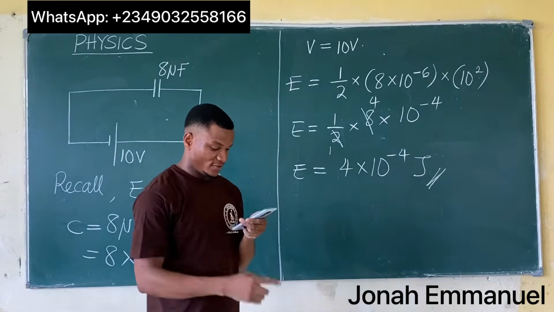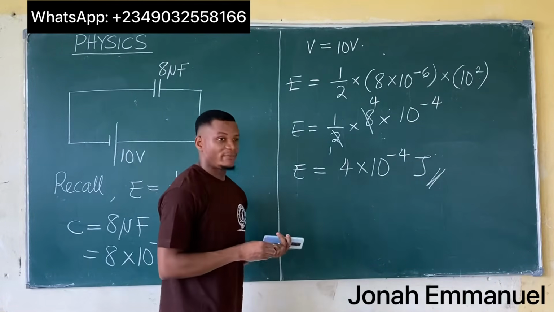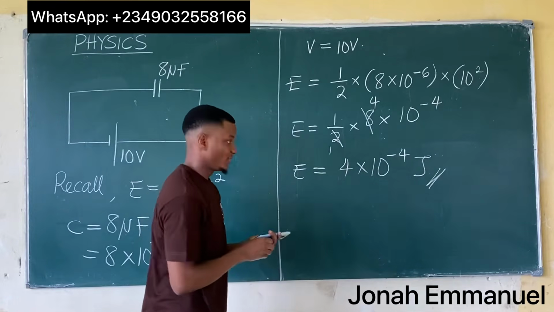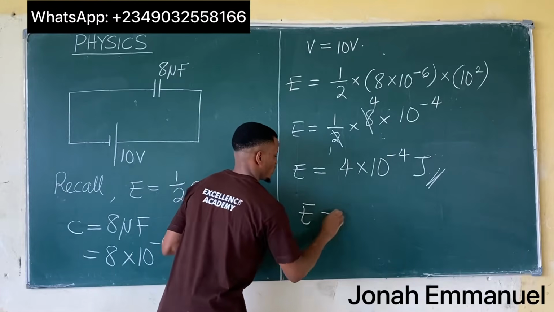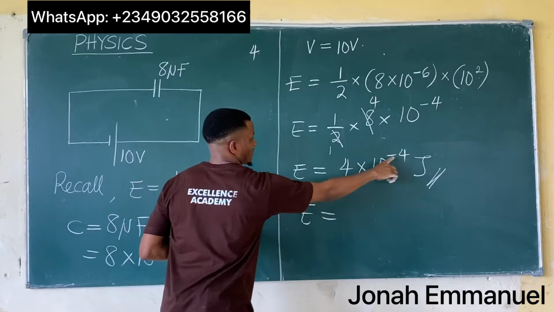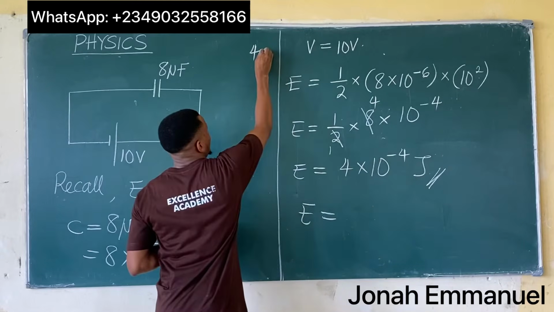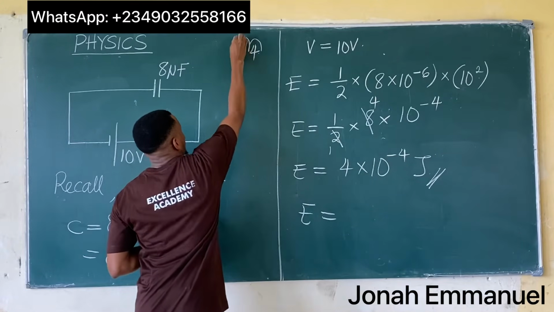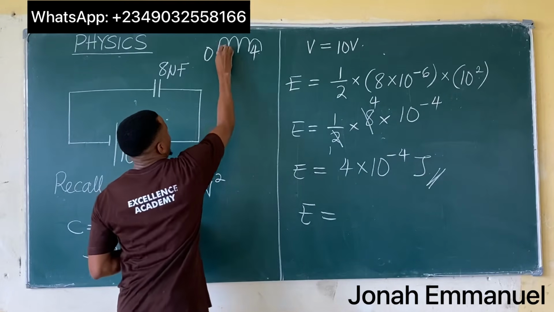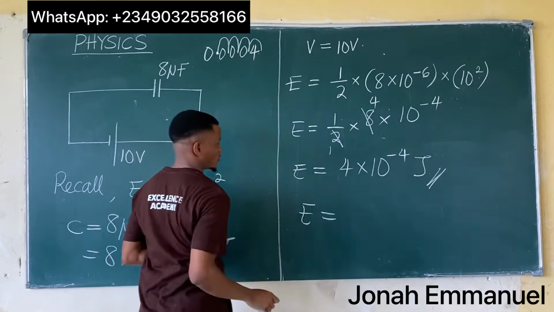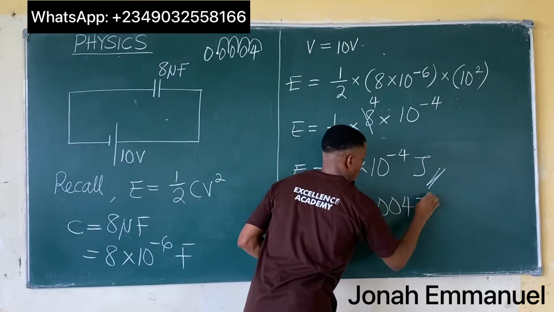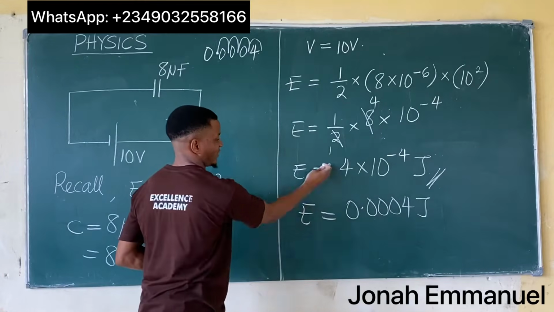Options were not given, but anyway, this is your answer. Depending on whether you have to give this in standard form or as a decimal: as a decimal, E will be equal to, so they said 4 times 10 to the power minus 4. From here, go back 4 times: 1, 2, 3, 4. So now it's 0.0004. So that will be equal to 0.0004 joules. These two are the same thing, right?